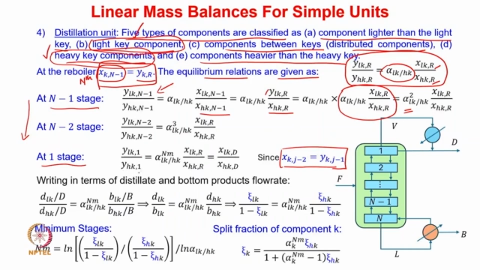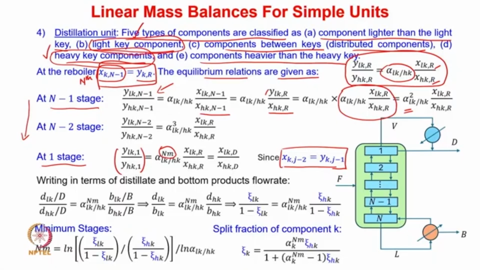This is nothing but the ratio of the mole fraction of light key component in vapor phase in stage 1 divided by mole fraction of heavy key component in the vapor phase in stage 1. So this can be represented as alpha_lk/hk raised to the power Nm. Here Nm is nothing but the minimum number of stages required, multiplied by x_lkR by x_hkR, and these x_lkR by x_hkR are nothing but the mole fraction of the light key component in the reboiler, and the mole fraction of the heavy key component in the reboiler.